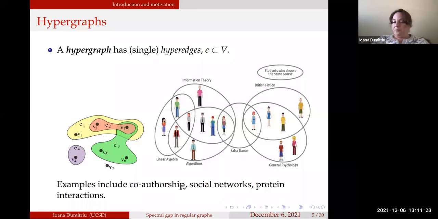Of course, we can use this kind of model to model a lot of structures, including co-authorship. We can certainly do that for social networks, but also for protein networks and so on. So it's just a more useful generalization of graphs that can adapt to model more complex relationships than just this simple edge which connects two vertices.